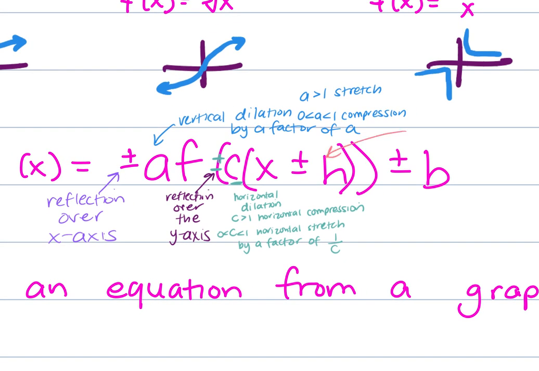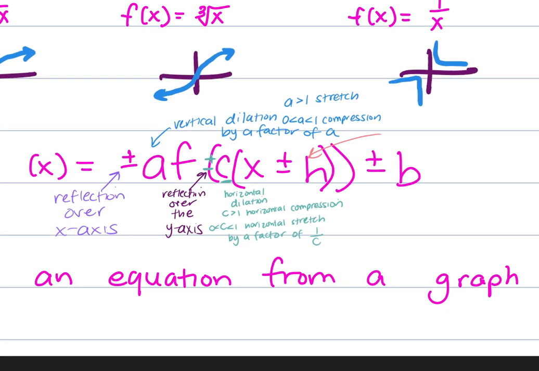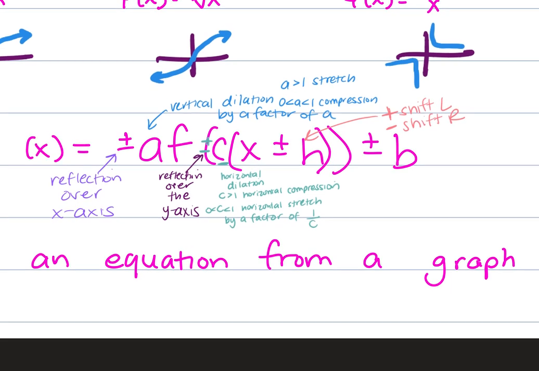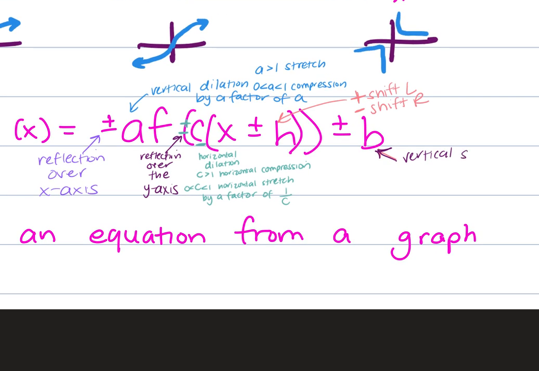If we add and subtract inside the parentheses, what's happening? Yep, horizontal shift. So if it's positive, it goes which way? Shifts left, and negative shifts right. And then our last, separated by a plus or minus, is our vertical shift. Positive goes up, negative goes down.